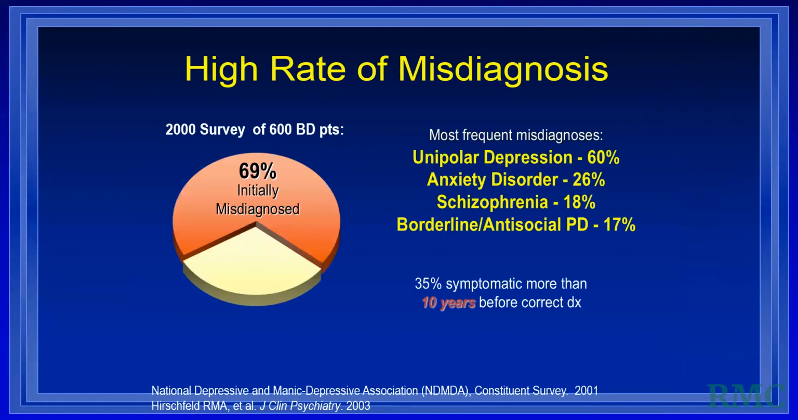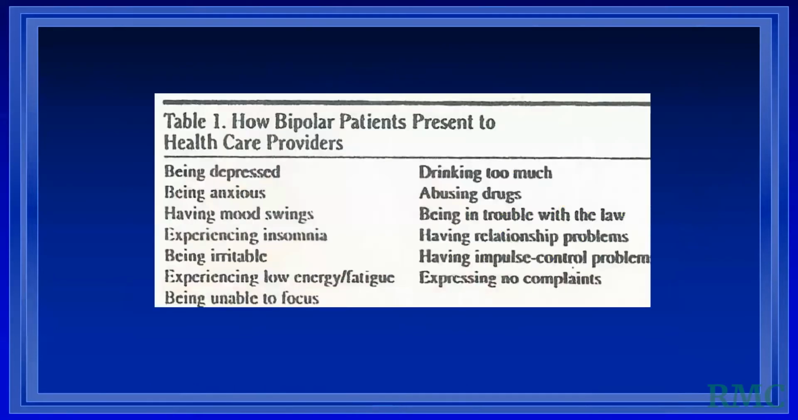There are high rates of misdiagnosis. So here you see that patients coming in with depression, anxiety, or even what appears to be schizophrenia or personality disorder may be misdiagnosed when in fact they have bipolar depression. And it can take 10 years before a patient gets the correct diagnosis.